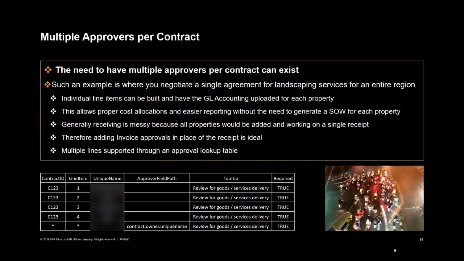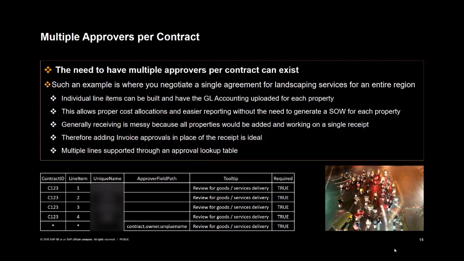So you can also set up an approval rule if you needed to have multiple approvers per contract. And so this is where you negotiate a single agreement, say landscaping services for an entire region or for the entire company. And so you can actually build out the individual line items. Line 1 would be for region A, line 2 would be for region B. And when you build those line items out, you set the GL accounting for each of those properties. So when they invoice for region A and region B, the coding gets properly allocated.